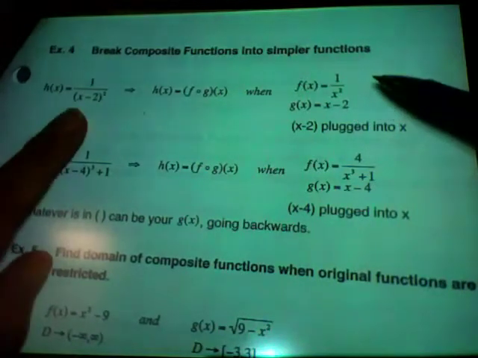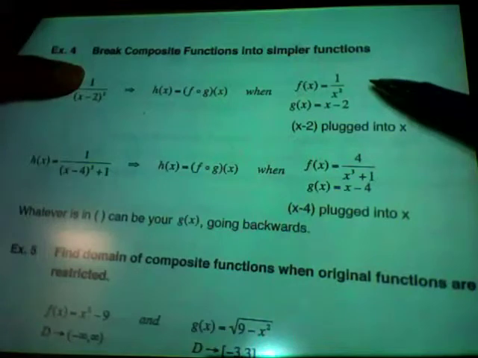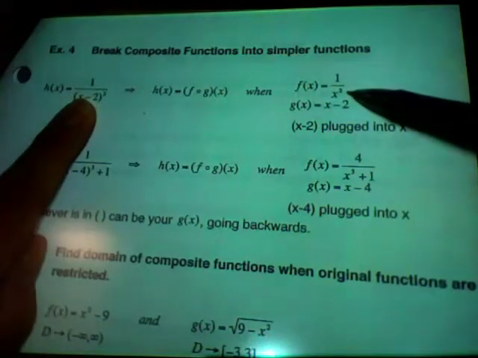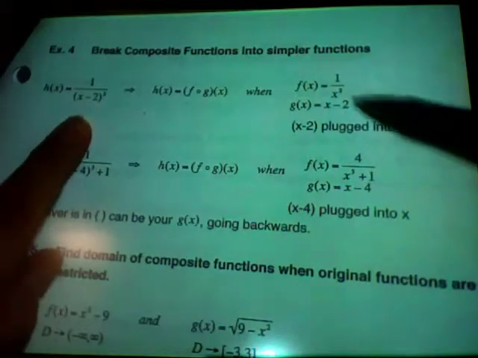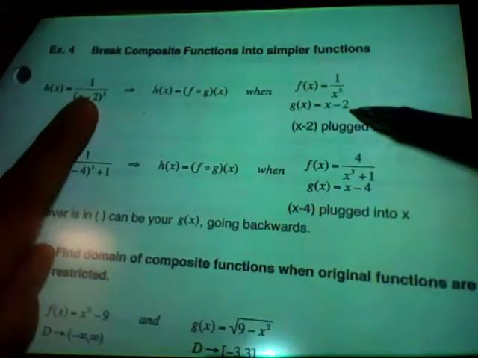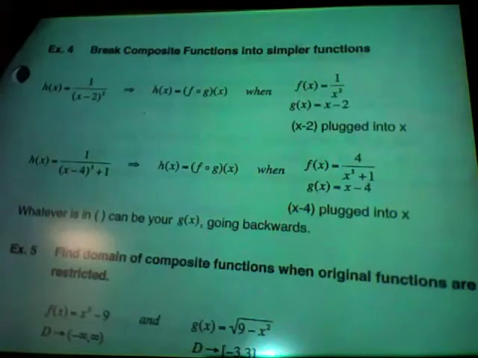And how did I figure that out? Look at what's, I can't change the 1, right? But that I could easily replace with an x squared. That's why we have 1 over x squared. What is it that I'm covering up? x minus 2 has to be the other function. And because this is inside the parentheses, it must be the g function. What is surrounding it? The f function, 1 over something squared.